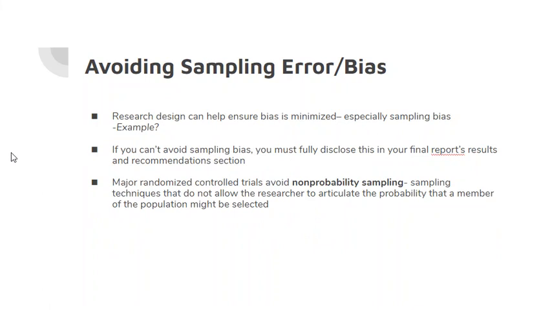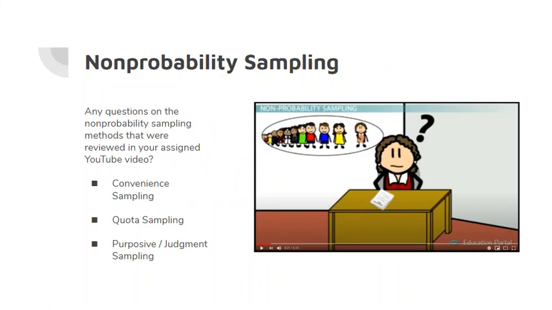Take a look at the last line. Major randomized controlled trials avoid non-probability sampling. Randomized controlled trials are usually quantitative in nature, and non-probability sampling defeats the fact that we're looking to represent a particular population. But that doesn't mean that it doesn't get used. There are some different methods for non-probability sampling.